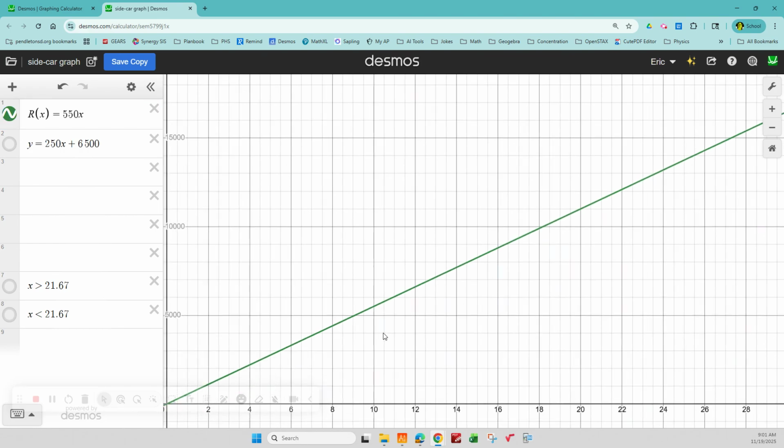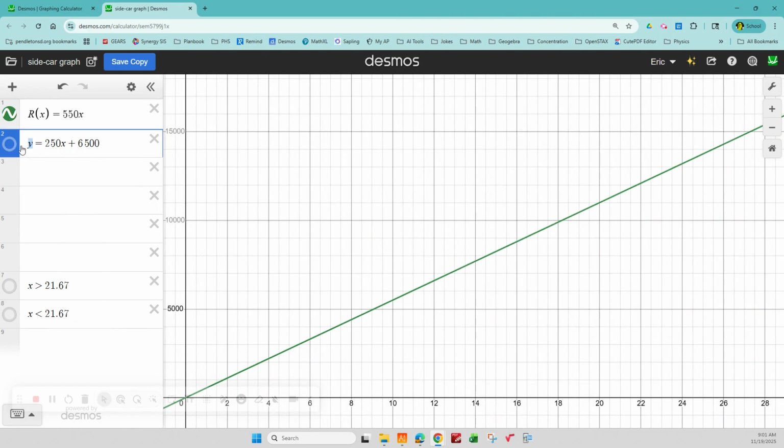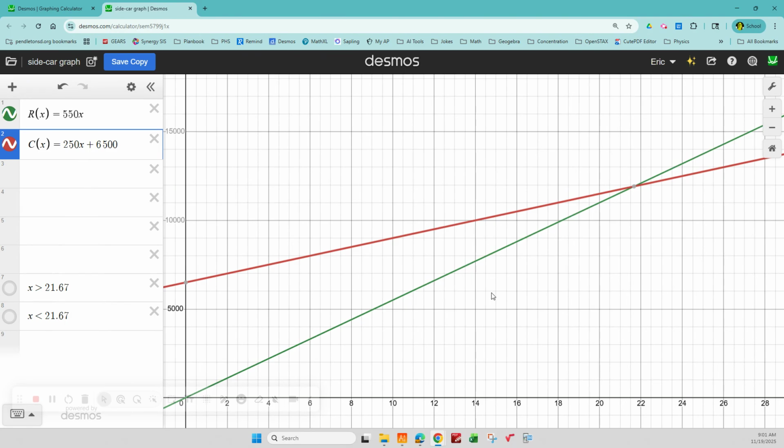There it is. I'm going to call this C of X. There's my cost function. And where do they break even? Well, right there, right? That's when the revenue catches up to the cost. The cost function starts off, obviously the cost function is higher, the values are higher than the revenue function initially because we had to pay all that money for startup costs, right, for my initial costs.